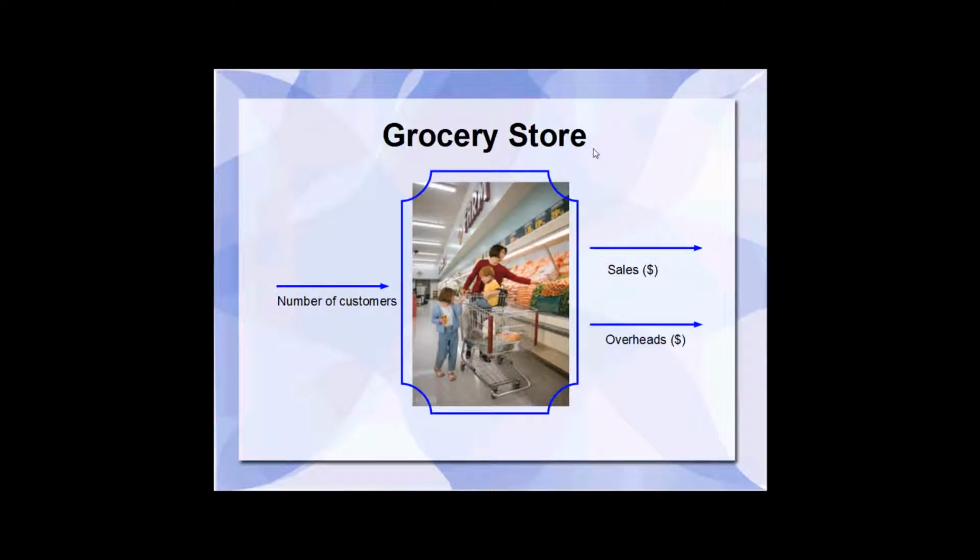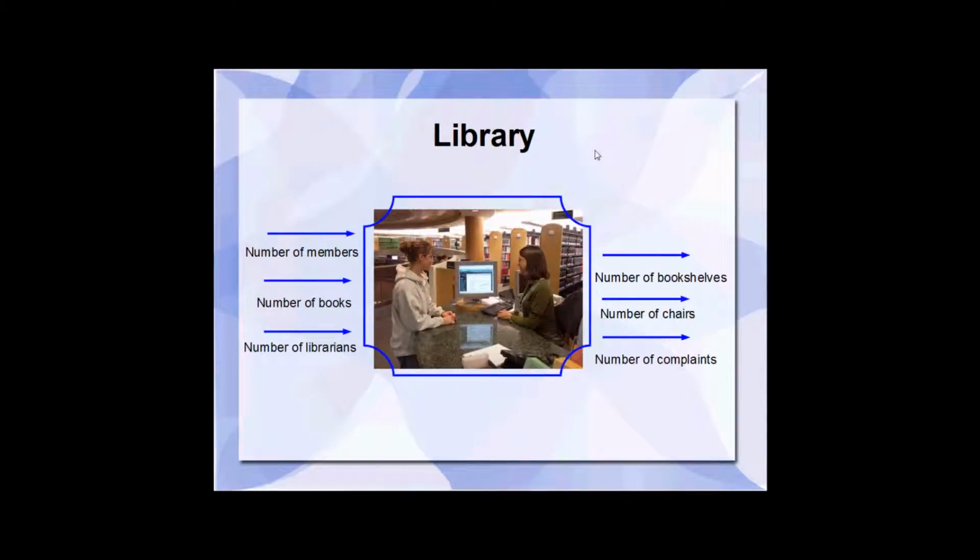Looking at another example, consider your neighborhood grocery store. The input is the number of customers who come into the store. The output is the sales generated and the overheads incurred by the store. For a third example, consider your school library. The inputs can be the number of members who use the library, the number of books the library has, and the number of librarians who manage the library. The outputs can be the number of bookshelves that will be needed, the number of chairs that will be needed, and the number of complaints that are received.